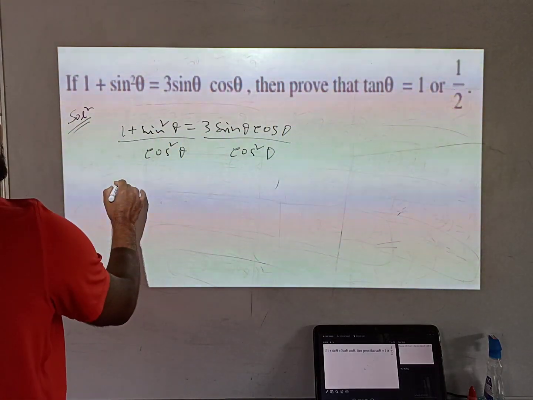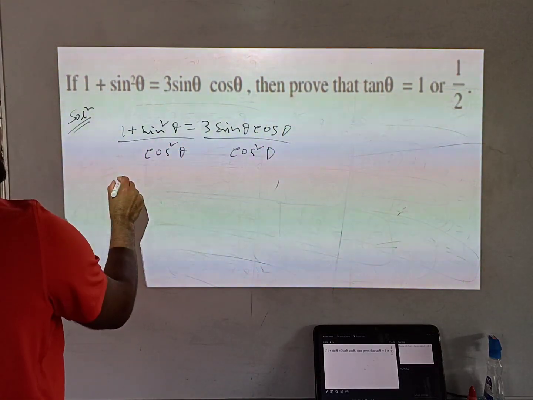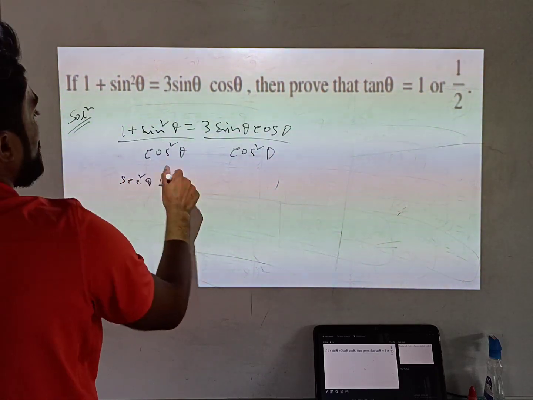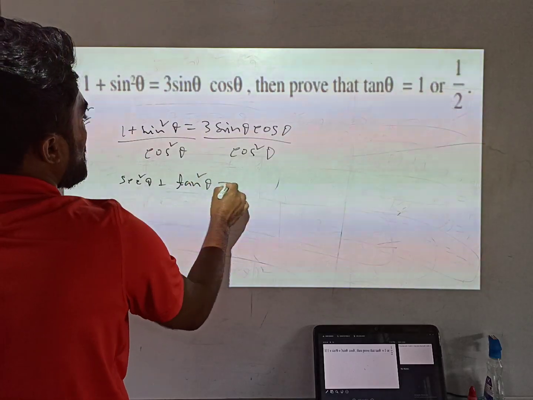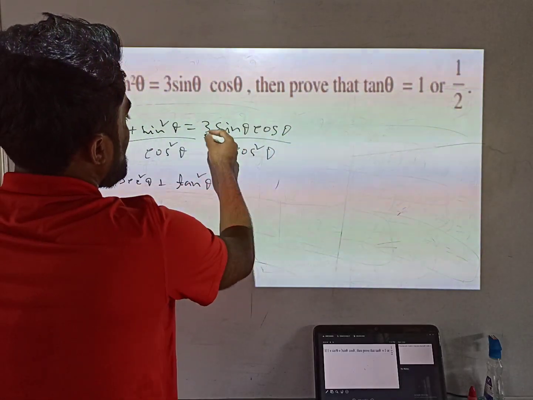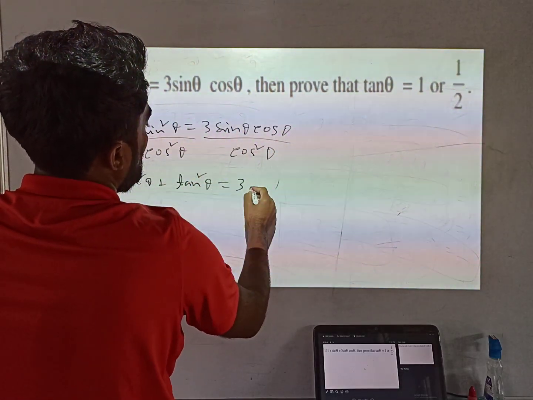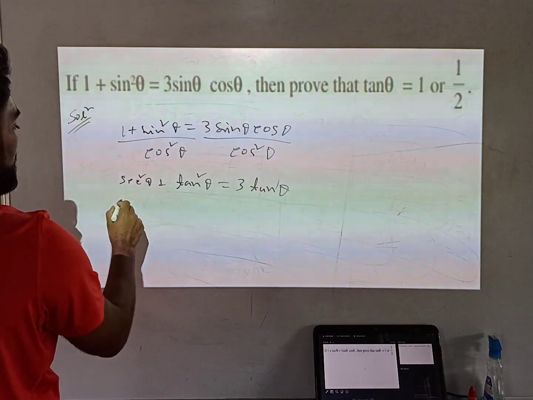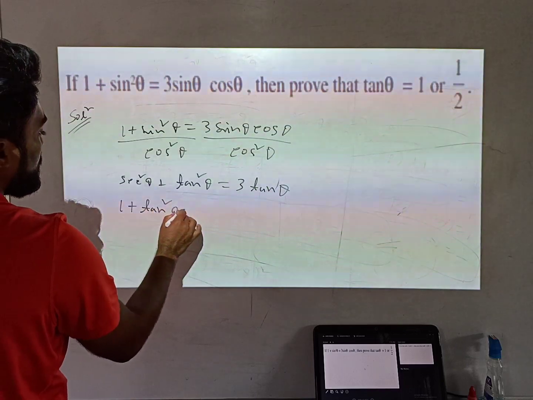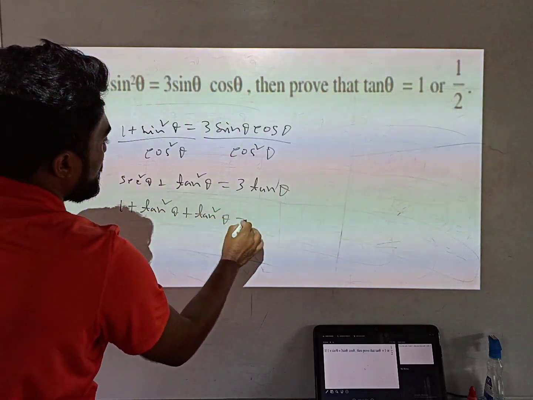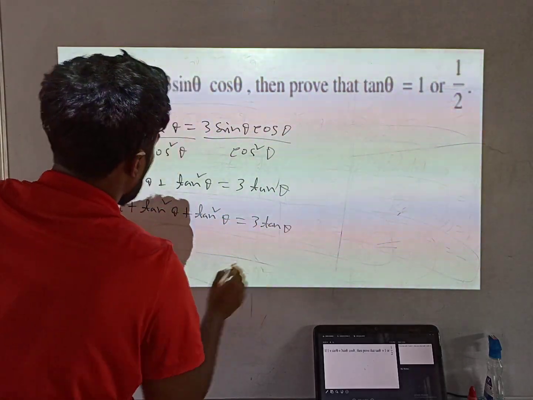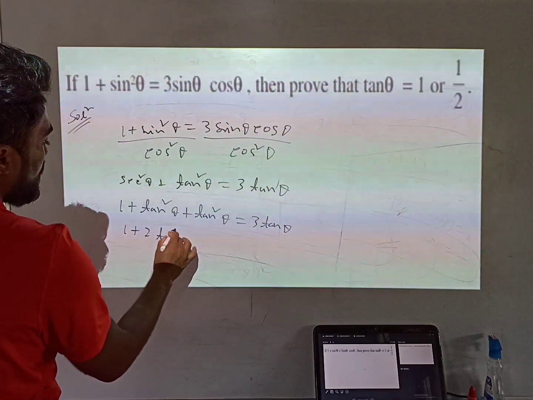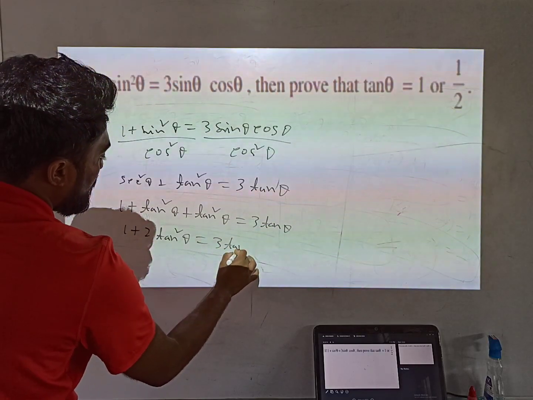Okay. So 1 by cos square, that is sec square theta, the first part. And sine square by cos square, that is tan square theta. And from here cos gets cancelled. 3 sine theta by cos theta, that is 3 tan theta. Got it? So now, what is sec square? That is 1 plus tan square theta, plus tan square theta, equals 3 tan theta. Okay. So finally what do I get? 1 plus 2 tan square theta equals 3 tan theta.